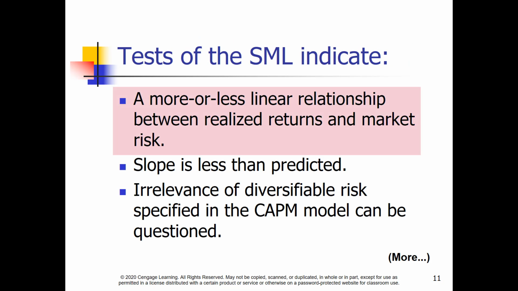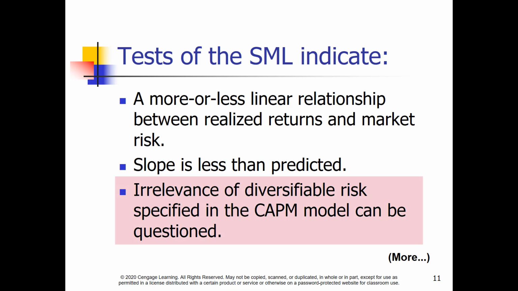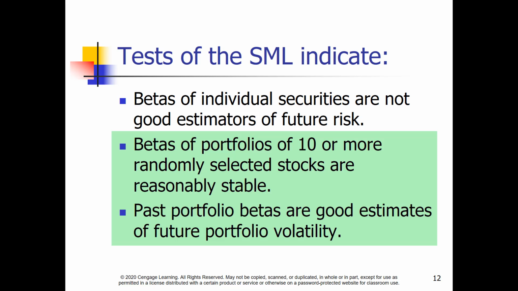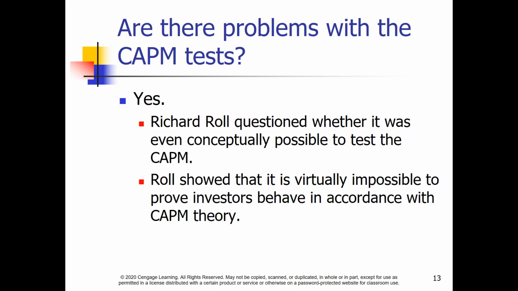The relationship between risk and realized returns does appear to be linear, but the slope was less than expected. There is some question concerning the total irrelevance of diversifiable risk, meaning perhaps beta is not the only measure of risk of interest to investors. While betas of portfolios are found to be relatively stable, those of individual securities are not found to be good predictors of risk. Richard Roll seriously questioned attempts to test CAPM.